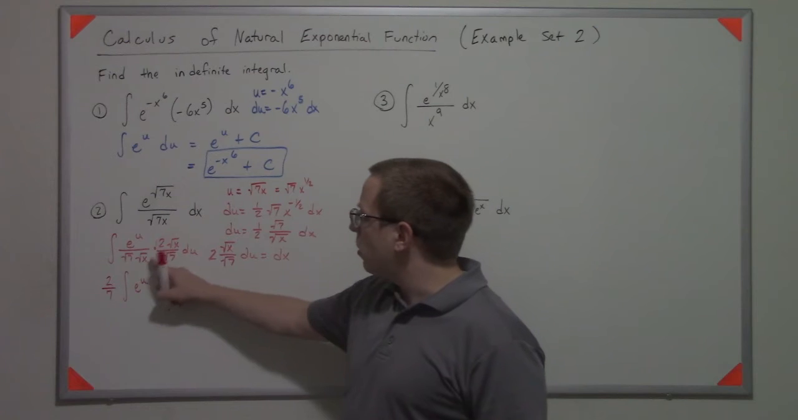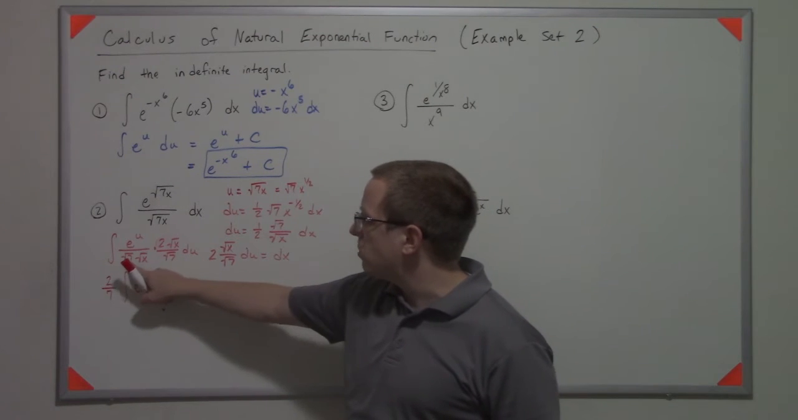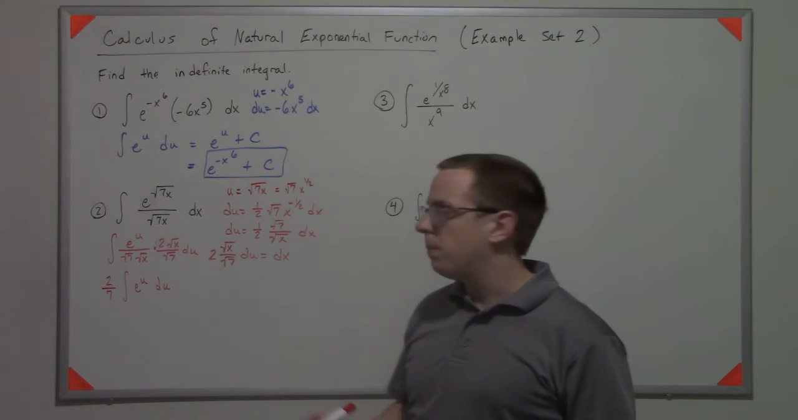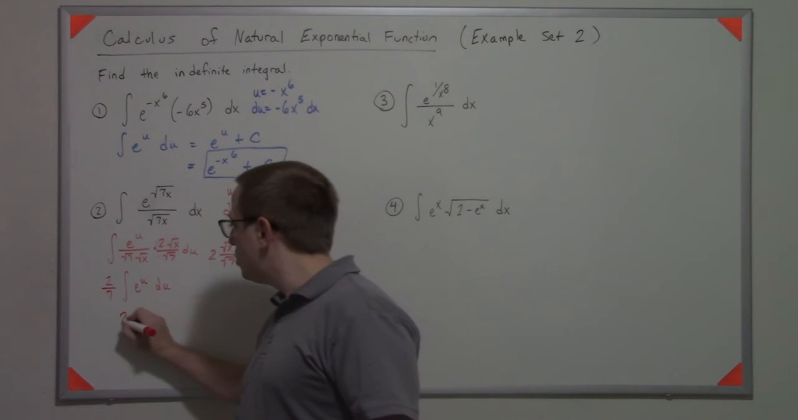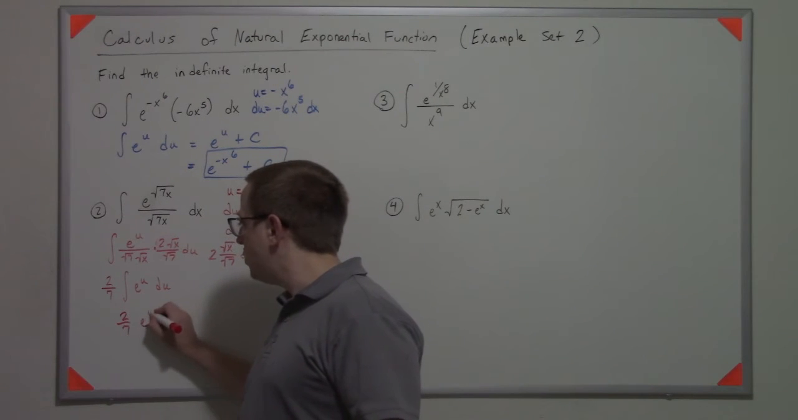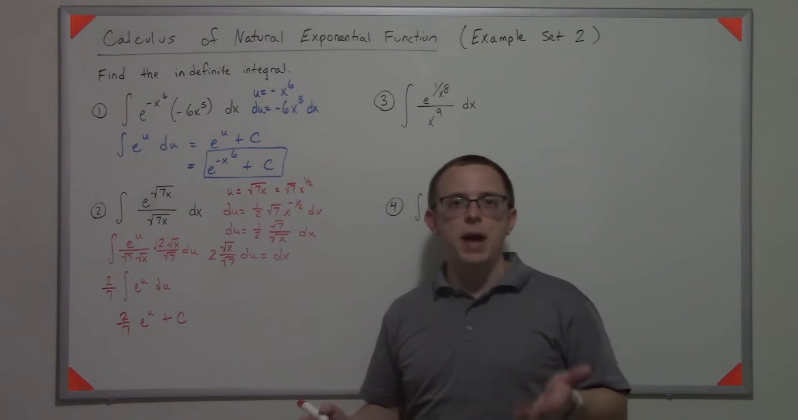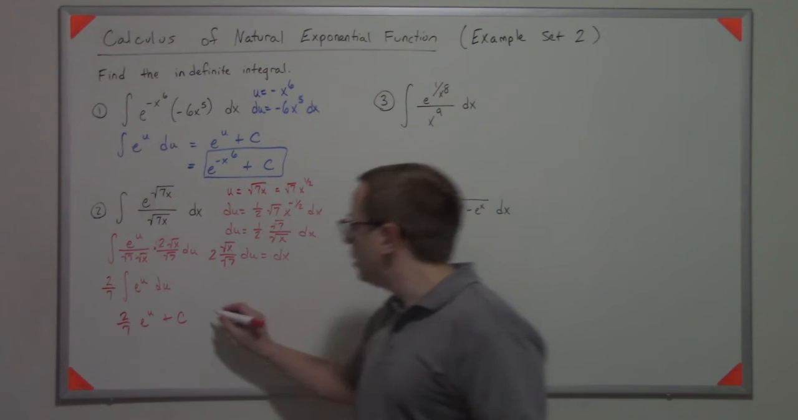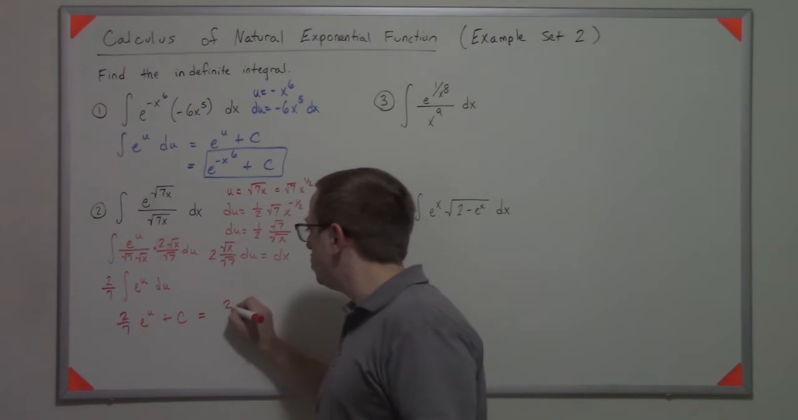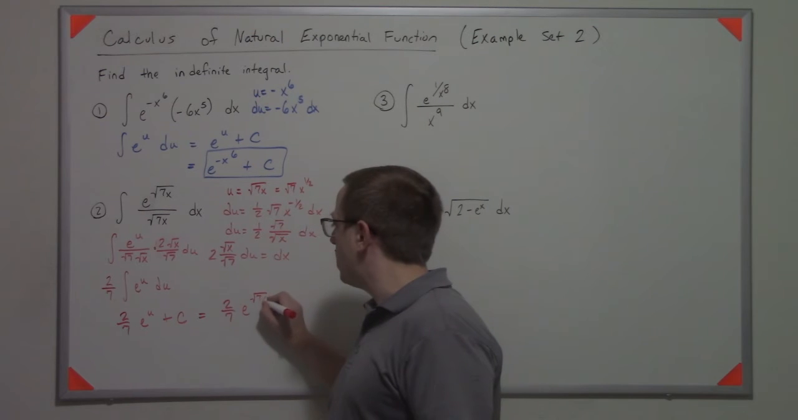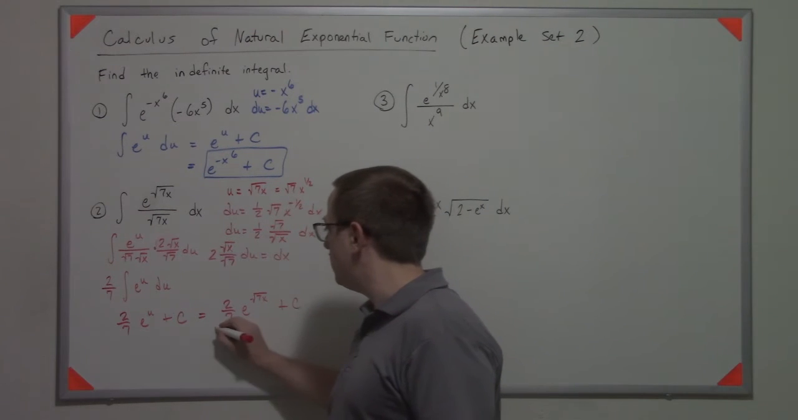The square root of x is canceled. Square root of 7 times square root of 7 is positive 7, and the 2 comes out. So that gives us 2/7 e to the u plus a constant. But again, we started in x's, we have to finish in x's. So that gives us 2/7 e to the square root of 7x plus c.